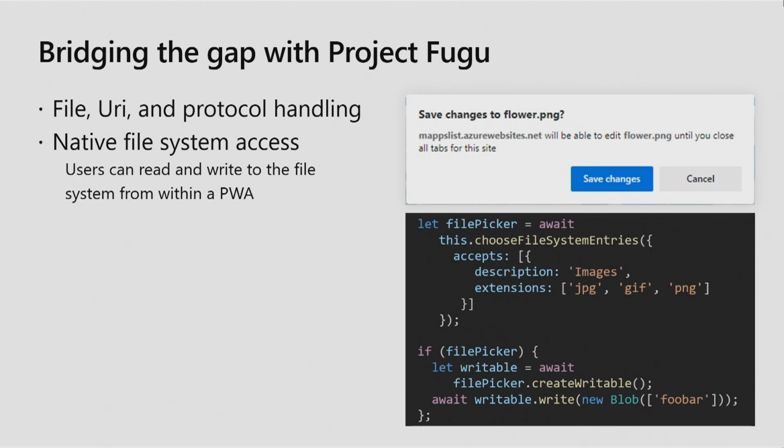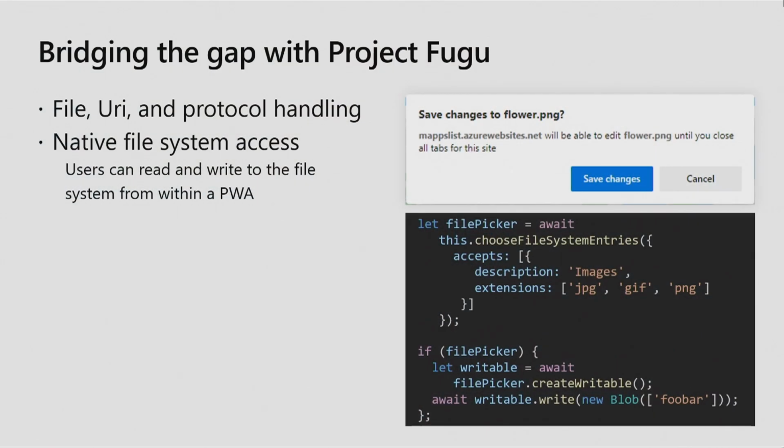Well, the problem is traditionally the web hasn't been able to save files back to their original location. The best we could do is give you a new file download or something. So what we're introducing now is that PWAs will be able to read files that the user grants access to, that they opened in your PWA, and then you can write back to those files. And we're pleased to announce that this is available in Edge Canary today.